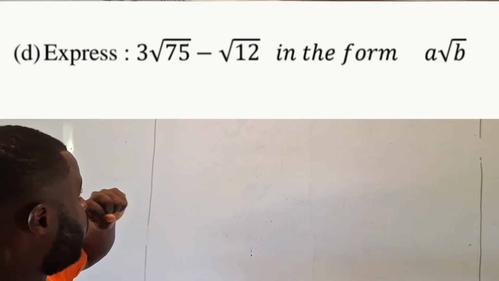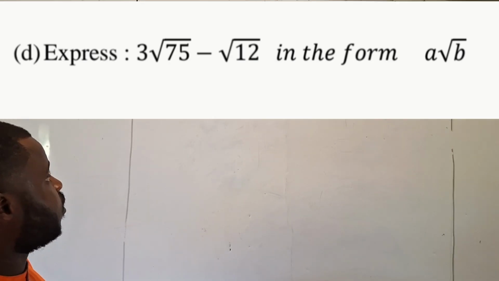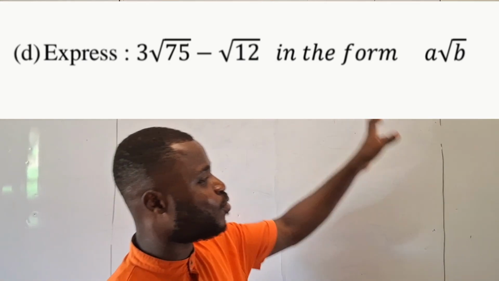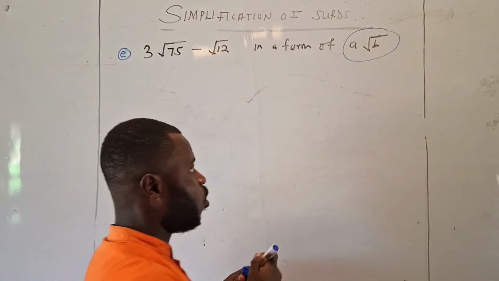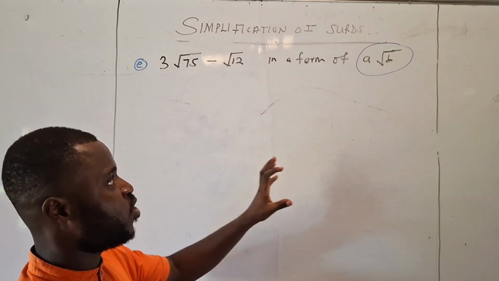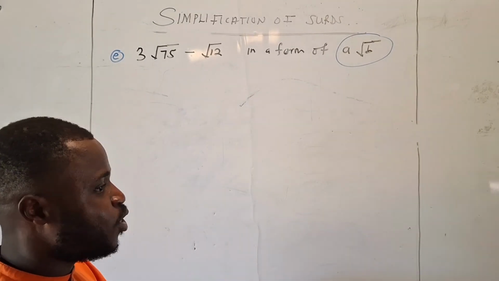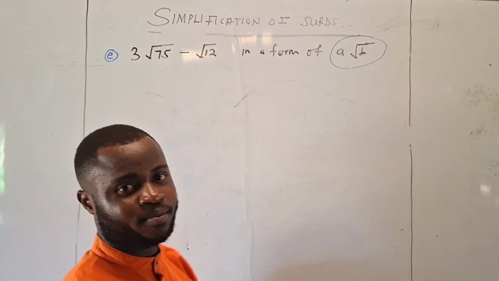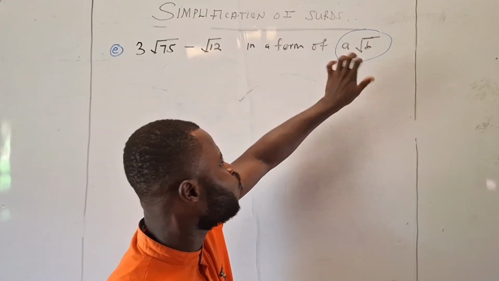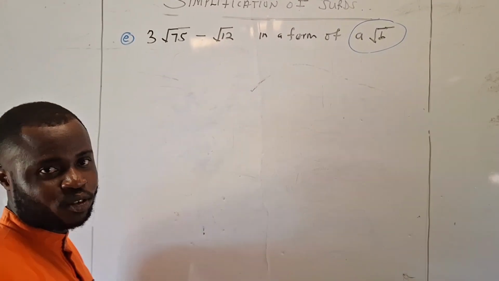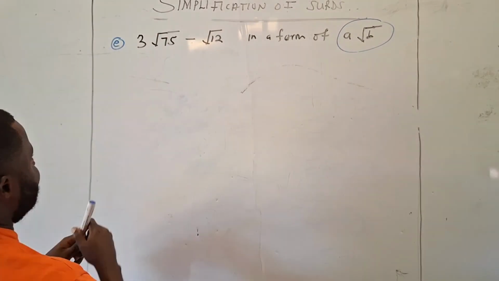In this question, we have to express 3 root 75 minus root 12 in the form a root b. Now this is not anything scary. All they are telling you is there's a clue in the answer they are expecting: you should get a simple root like this. So when you get something that does not look like this, your instinct should tell you that you are doing the wrong thing. So let's simplify this.